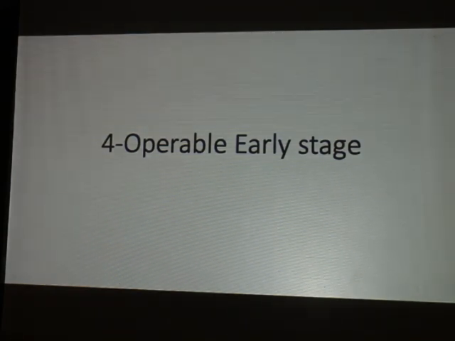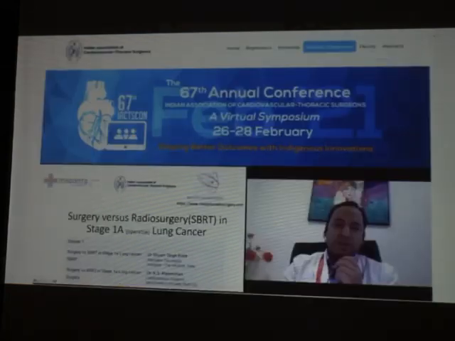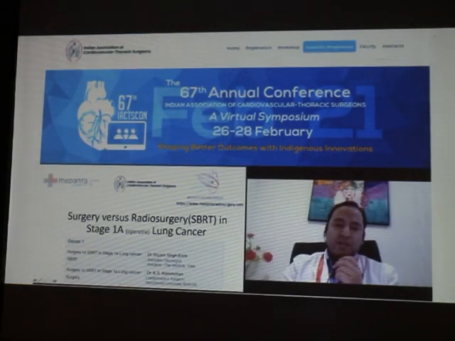Now, coming to lung cancer, what about small lung cancers which are operable? This is a point of debate. Last year I had a debate at the Indian Thoracic Surgery Conference with Dr. Rama Mohan from Manchester University. It was a debate about early small lung cancer, surgery or radiosurgery. This was the topic of debate.